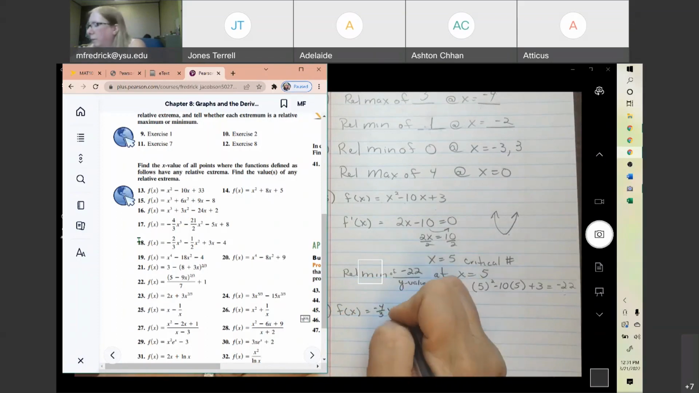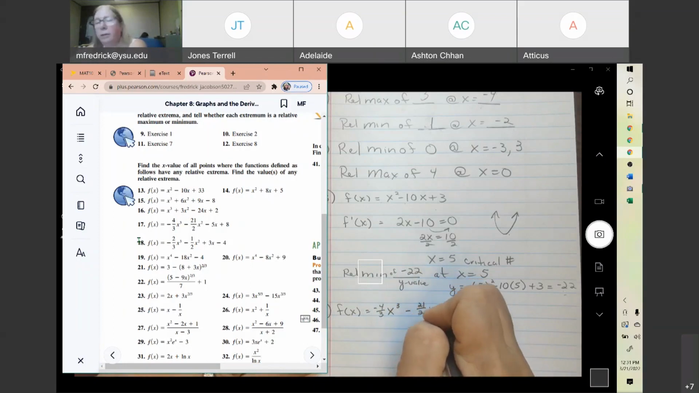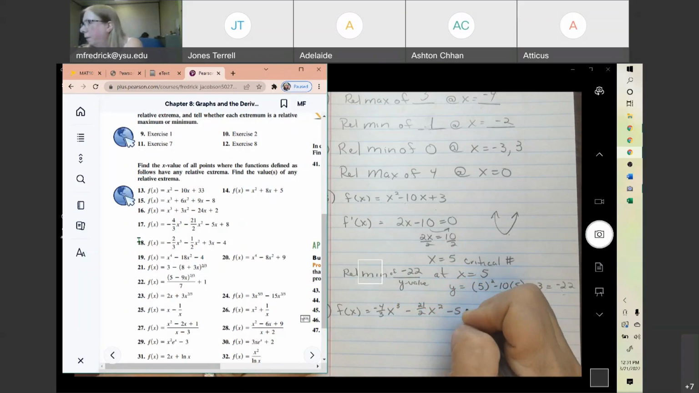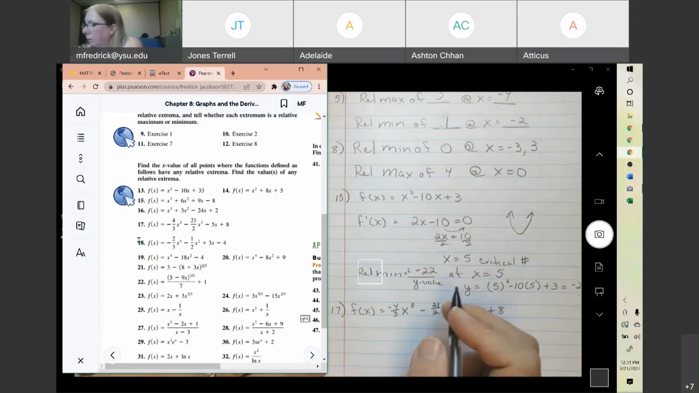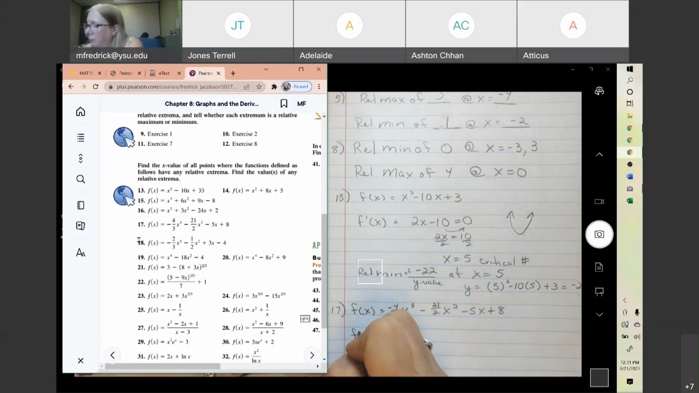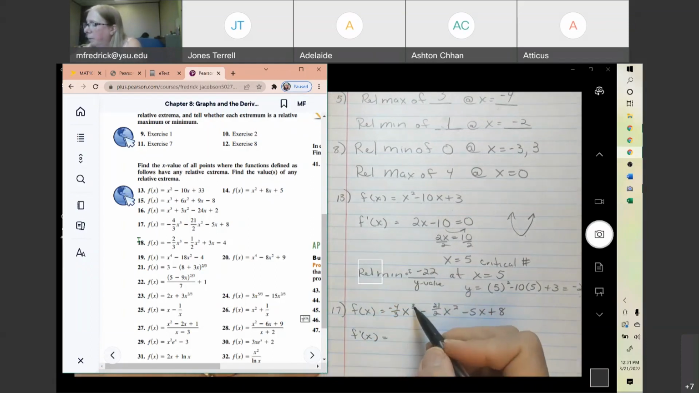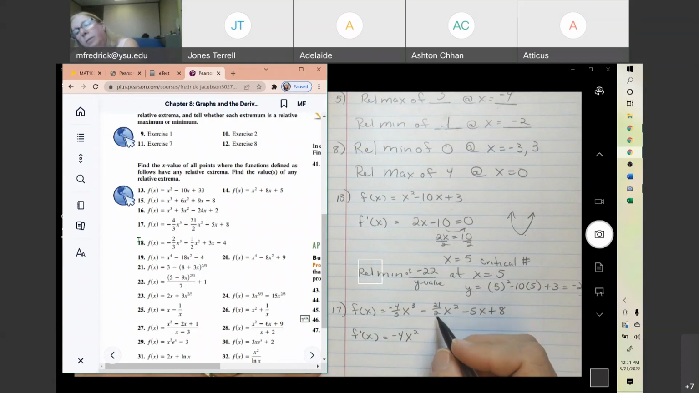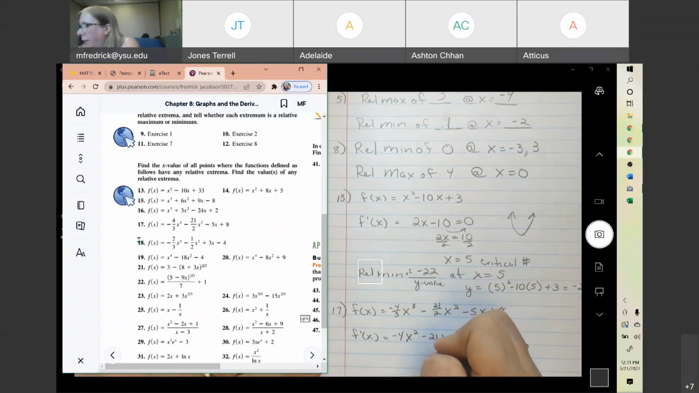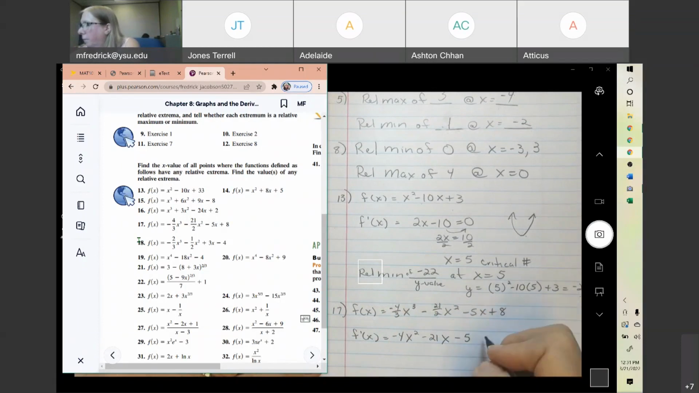Negative 4/3 x cubed minus 21 over 2 x squared minus 5x plus 8. So to find the relative extrema, that means relative max and min, we take the derivative and set equal to 0. So 3 times negative 4/3 is a negative 4x squared. 2 times 21/2 is a negative 21x minus 5.